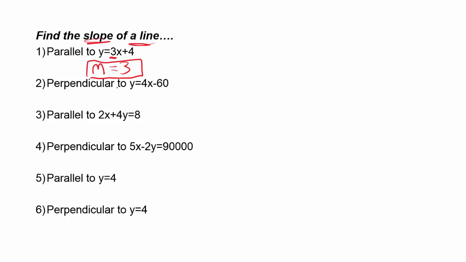Number 2, perpendicular to y equals 4x minus 60. If I want to find a line that would be perpendicular to that line, I've got to flip this slope, or take the opposite reciprocal. If we flip 4, 4 over 1 becomes 1/4. And since it's positive, I have to switch the sign and make it negative. Again, opposite reciprocal, or flip it and switch the sign. Okay, so that'll take care of the next one.